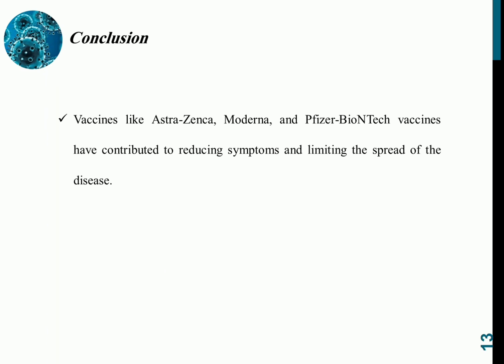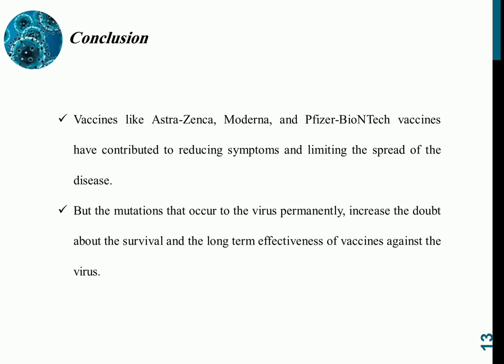The conclusion. SARS coronavirus 2 is a highly contagious pathogen that continues to spread quickly around the globe, causing COVID-19 to be one of the worst pandemics in recorded history. A safe and effective vaccine represents one of the best ways to reduce or eliminate the COVID-19 pandemic. Vaccines like AstraZeneca, Moderna, and Pfizer-BioNTech vaccines have contributed to reducing symptoms and limiting the spread of the disease. But the mutations that occur to the virus permanently increase the doubt about the survival and the long-term effectiveness of vaccines against the virus. The virus is still in non-stop development as long as it can clone itself.